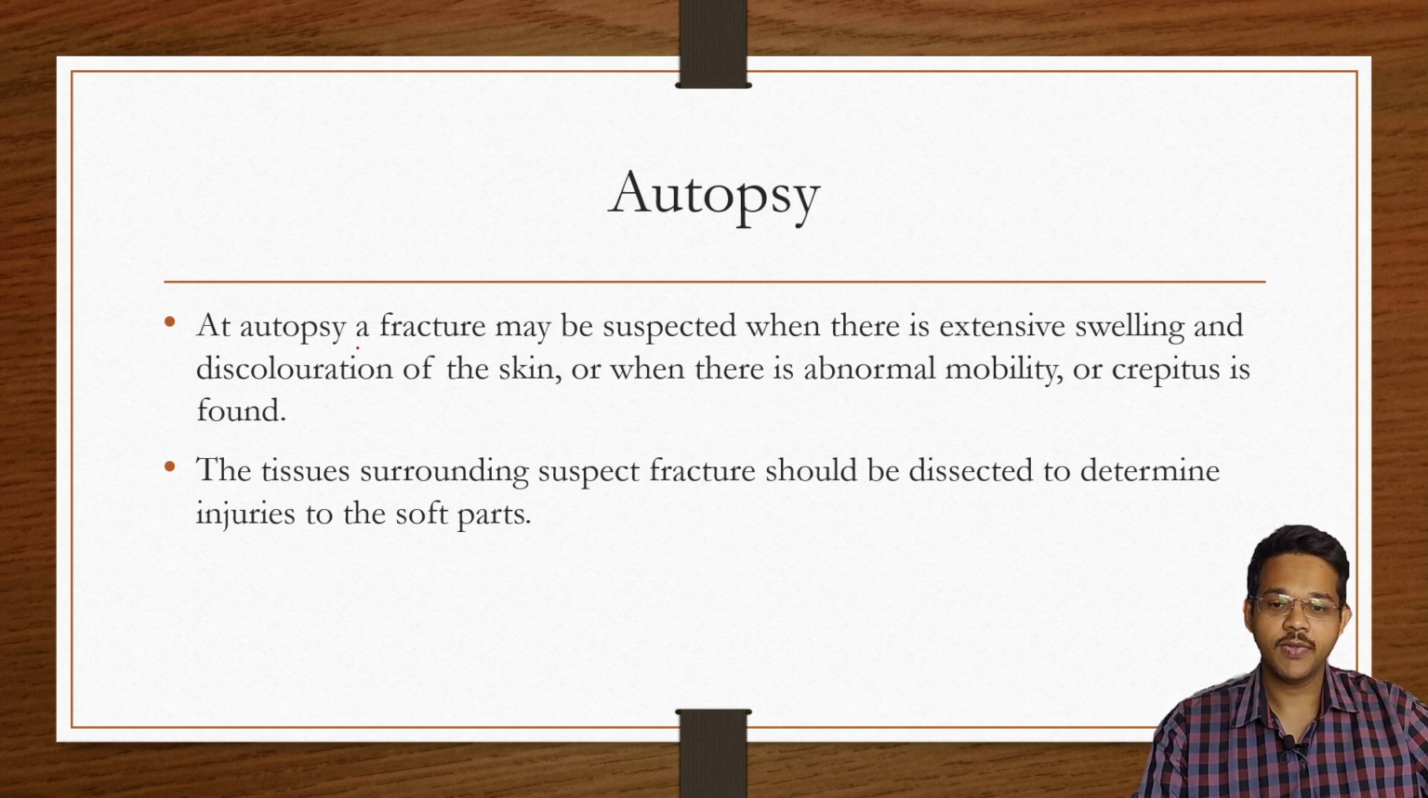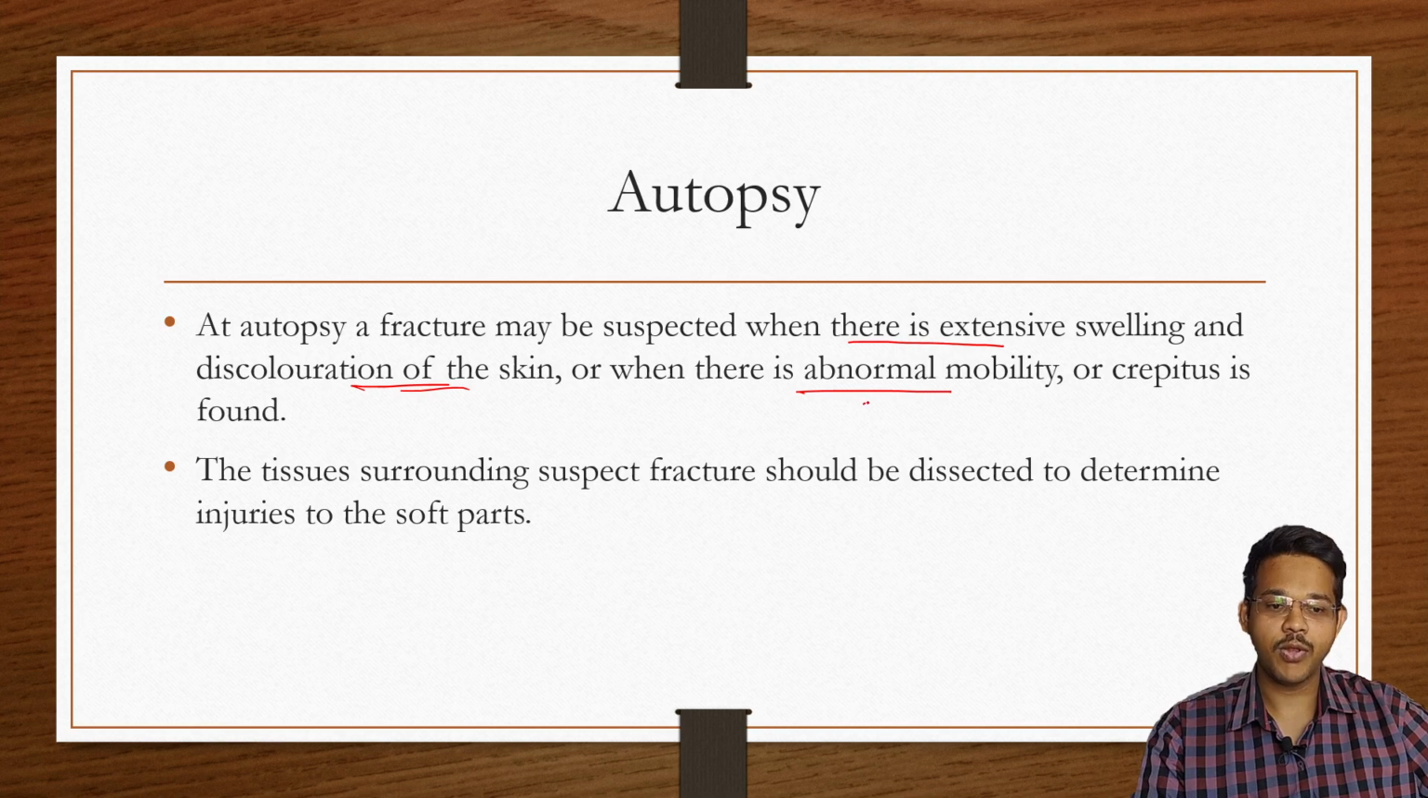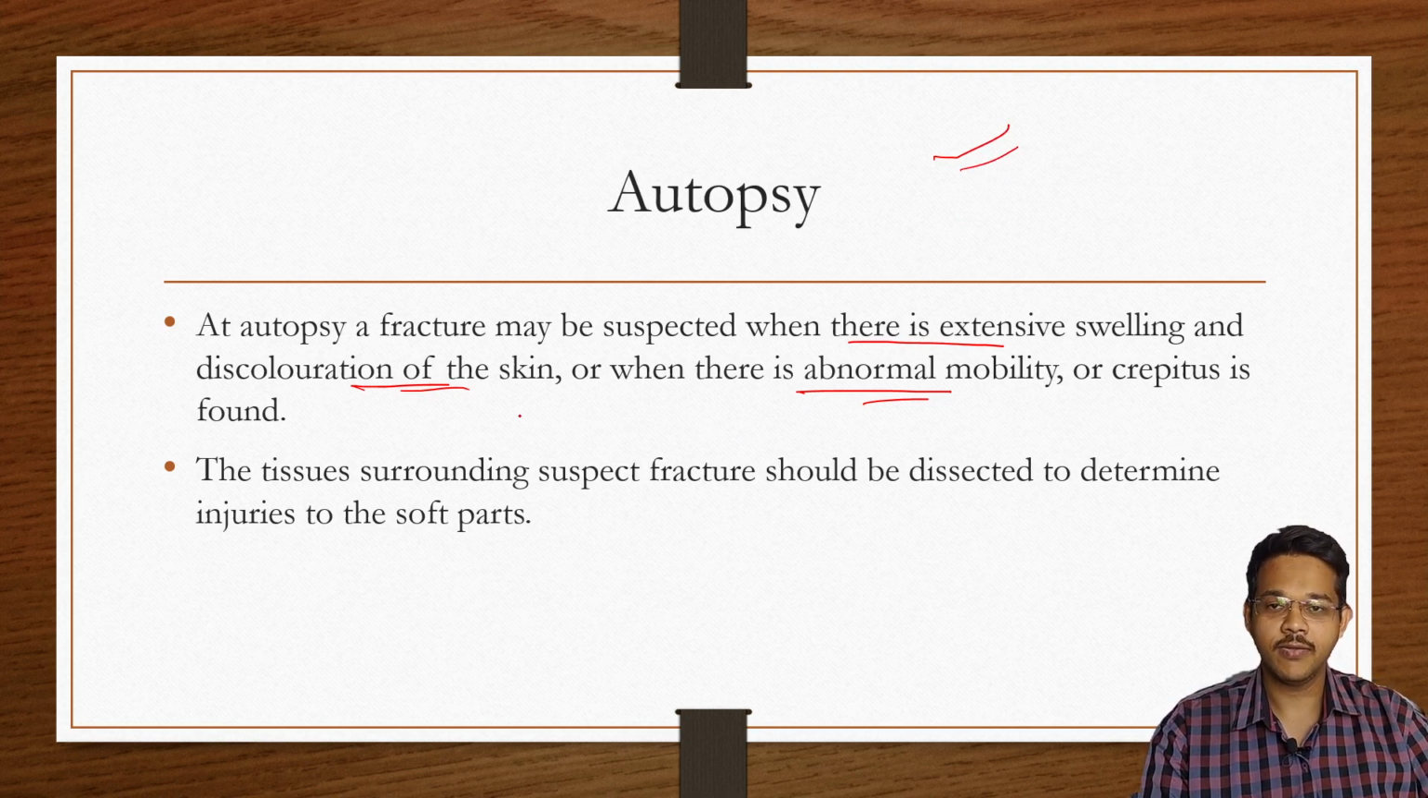Autopsy findings. A fracture may be suspected at autopsy when there is extensive swelling and discoloration of the skin. So if there is an underlying contusion in a postmortem, underlying fractures should be suspected. Or when abnormal mobility or crepitus is found during examination, after rigor mortis. When mobility is tested, if abnormal mobility is present, that is, the bone is moving in an abnormal direction, then the fracture has to be suspected.